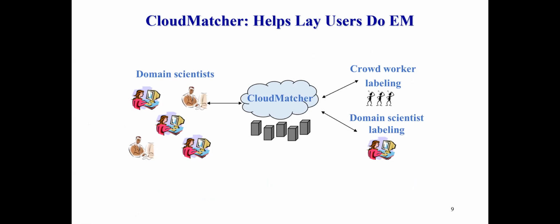So the other system that we have built is CloudMatcher. And the initial motivation for that is that we want to help domain scientists to use CloudMatcher to do EM. So if a domain scientist wants to do entity matching, they should just go to the CloudMatcher homepage, upload 2 tables to be matched, and then they could just label a few hundred tuple pairs. The system should learn from that how to do matching.